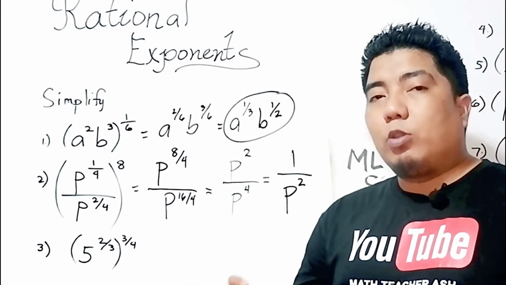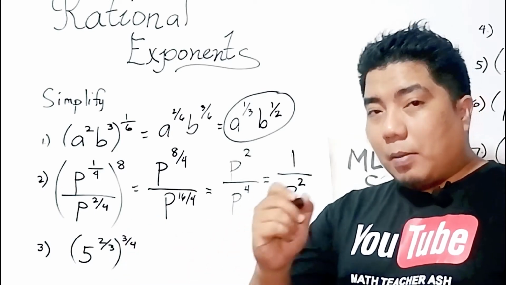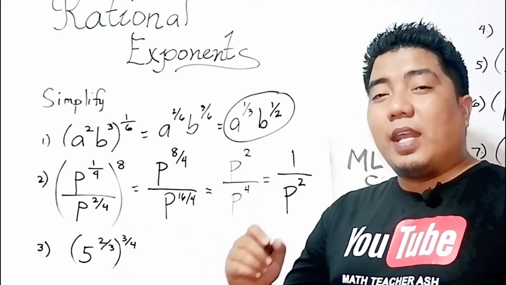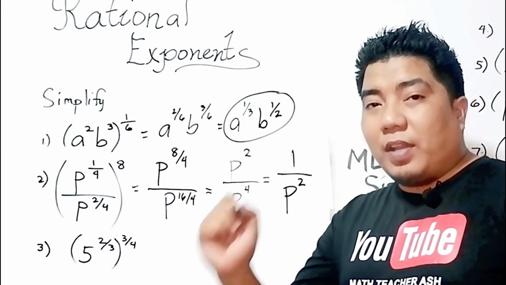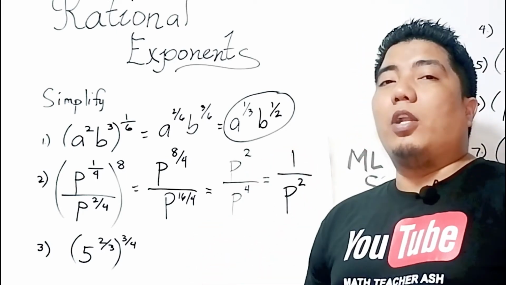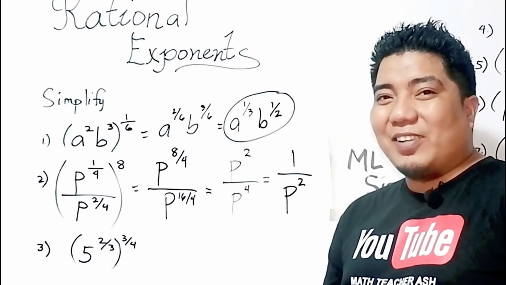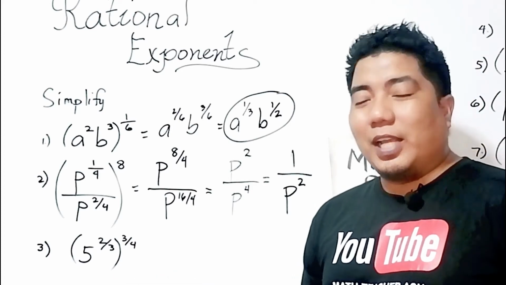So I will have p to the power of negative 2. And remember, your final answer must not have a negative exponent. So I will get the reciprocal of p to the power of negative 2, and the answer is 1 over p squared. Easy, right? Now let us go to our third example.